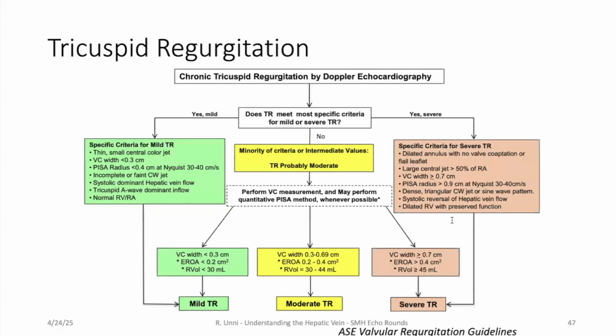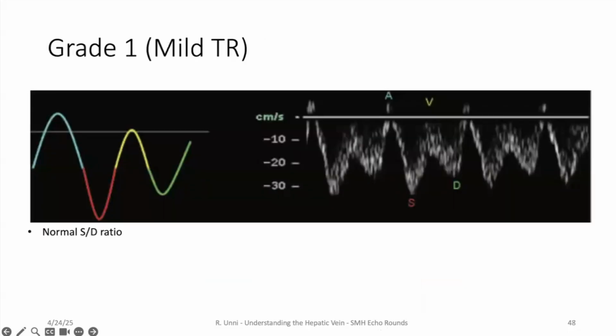As I'm sure everyone listening knows, systolic reversal of hepatic vein flow is mentioned as one of the specific criteria for severe TR. This is from the ASC valvular regurgitation guidelines most recently. And the absence of that reversal, or something called systolic dominant hepatic vein flow, is described as a specific criterion for mild TR. It may interest you that the hepatic vein slowly changes as your amount of TR gets worse. So let's take a look at this.